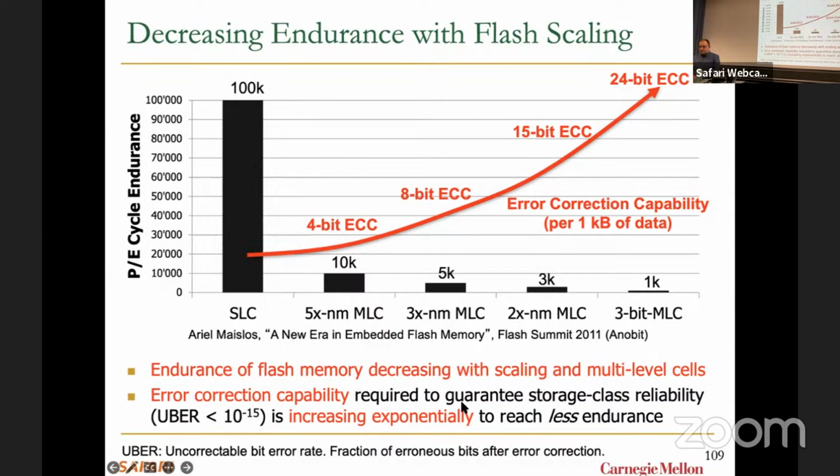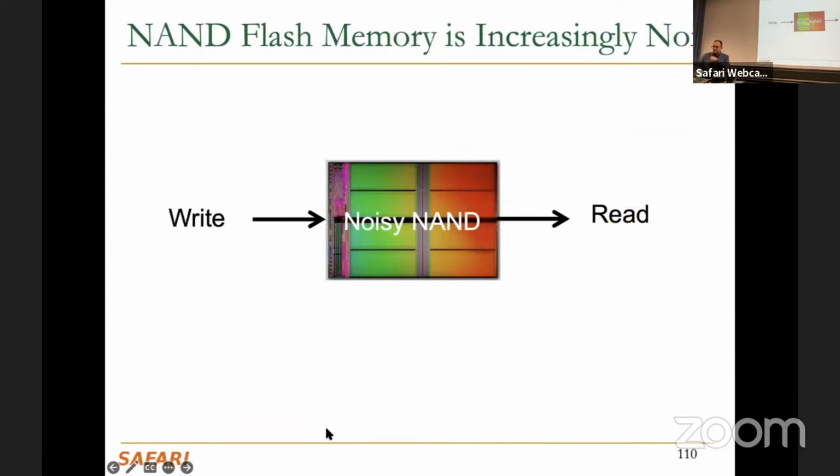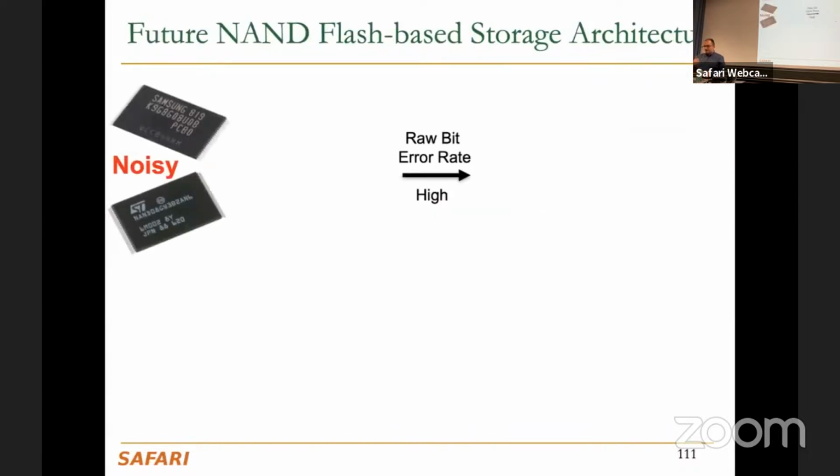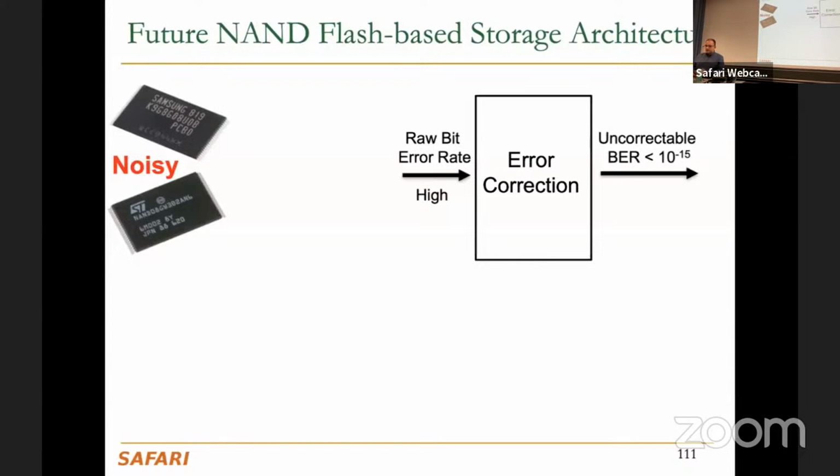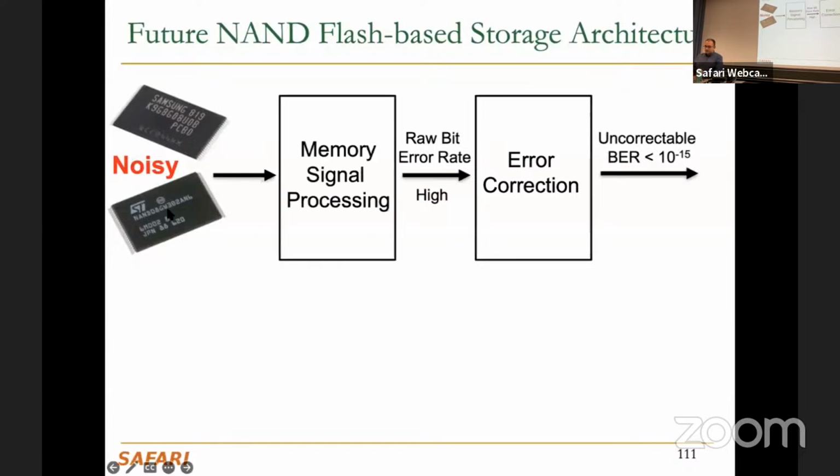So then we need more ECC in order to obey this standard, essentially. You can actually treat NAND flash memory as a noisy channel: you write to it and you read noisy data from it, essentially. It's very similar to a noisy channel, right? You talk to that channel, and that channel has a lot of noise, and then you cannot get your data well. So we know that our NAND flash chips are noisy.